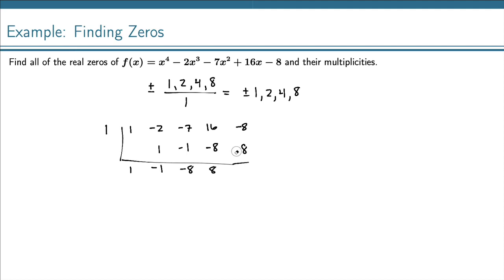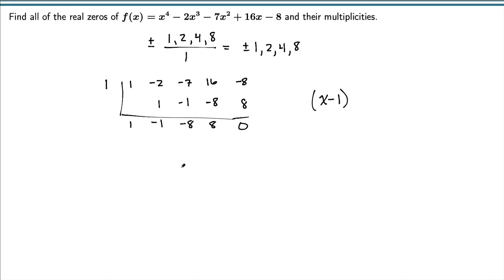Okay, oh, that's a 0. So it turns out that 1 worked for us. And because 1 worked, that tells us a factor of our polynomial is x minus 1, and that x equals 1 is a zero of our polynomial. Now we can keep going, forget about the zero, and just use what's here and try something else.